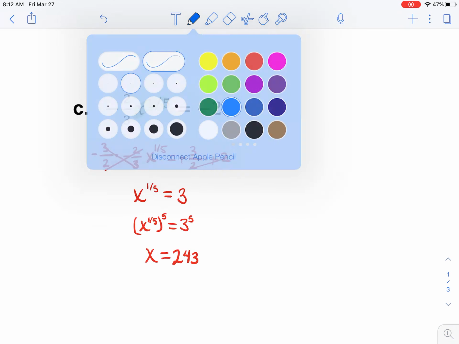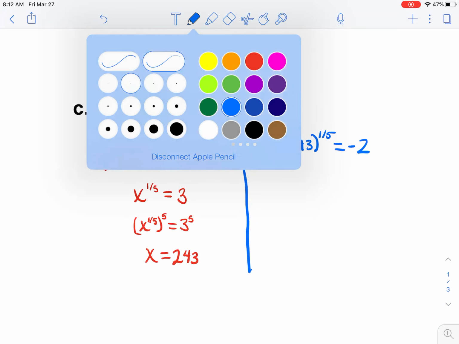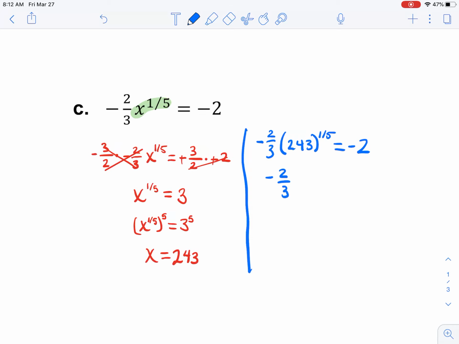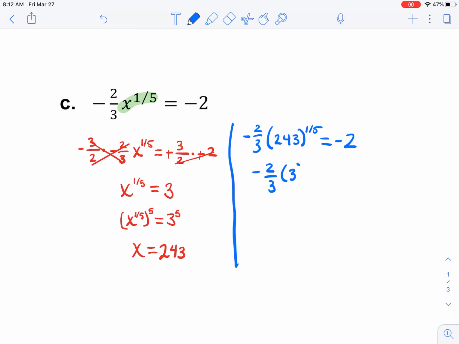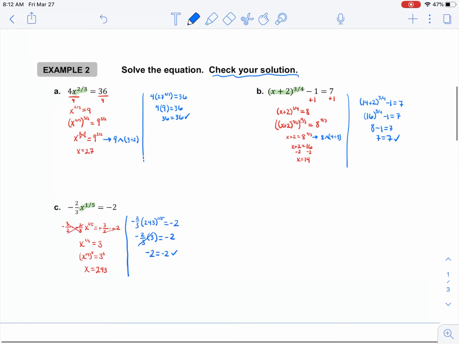All right, we're going to check the solution. So you have negative 2/3 times 243 to the 1/5 equals negative 2. And when you raise that power, 243 to the 1/5 is the same as 3. Those 3's will be gone. You have negative 2 equals negative 2. So it works. All right, so again, these look really complicated. They're not that bad. You can use your calculator. Just make sure you're getting whatever's raised to its power by itself first, and then you raise it to the reciprocal.